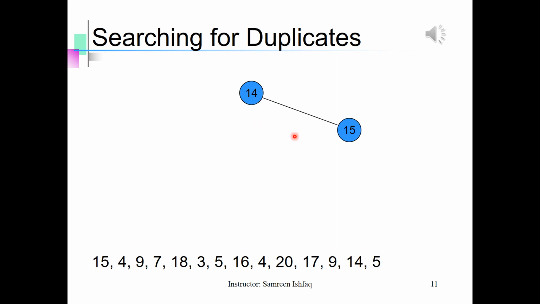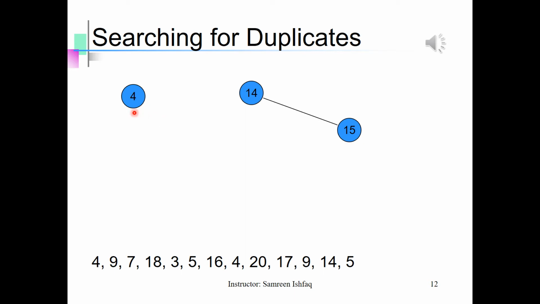The next step is to add this node in the tree. We compare 15, the number in the new node, with 14, the number in the root node. As the number 15 is greater than the number 14, it is placed as the right child of the root node.